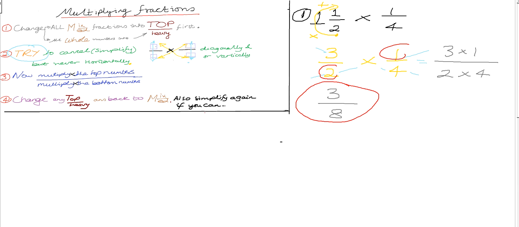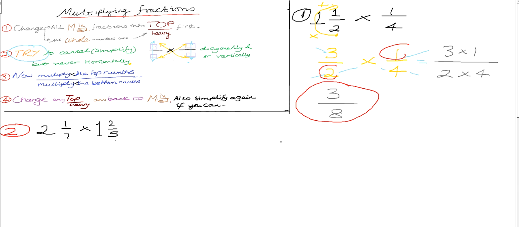Okay, let's look at the question now. Here we go. Example number 2. For example number 2, we have 2 1/7 times by 1 2/5. Okay, we have the following question. Have you all copied it down? Yeah.